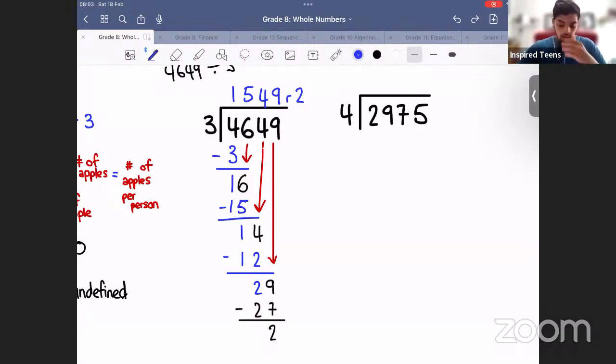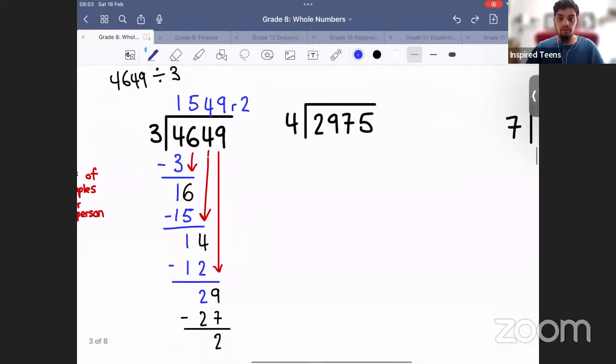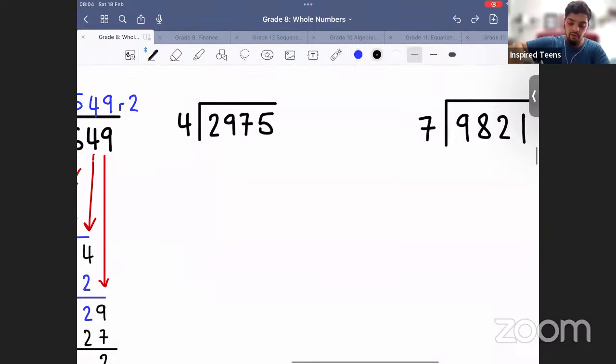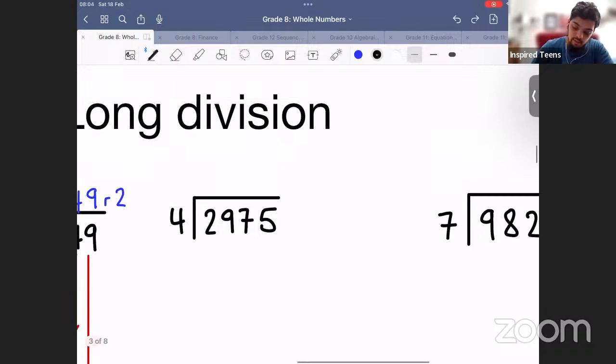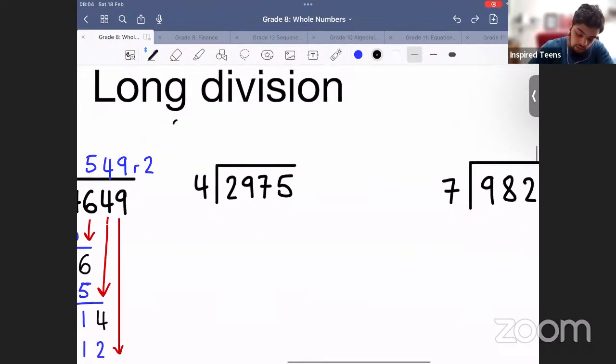Okay, let's go through some short division. We're going to go through that today. So this here is going to be 2975 divided by 4. How many times can 4 go into 2975? We do the same method as long division, it's just that we're not going to keep carrying the numbers down.